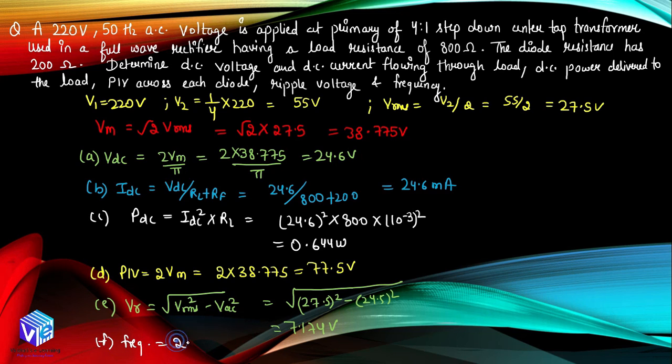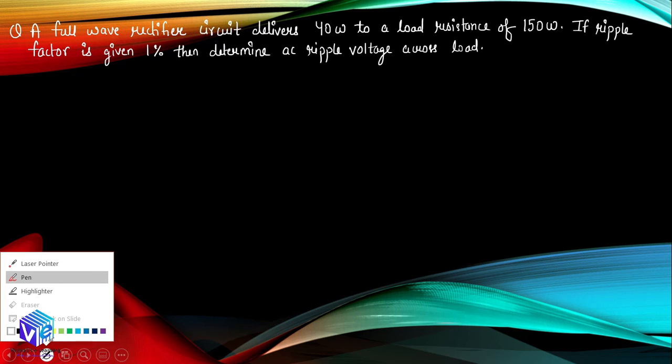Now the frequency of the ripple voltage will be equal to twice of the input frequency. Frequency is equal to twice of F in. What is F in? 50 hertz. So it will be equal to 50 into 2, which is equal to 100 hertz. The output will have the frequency of 100 hertz.